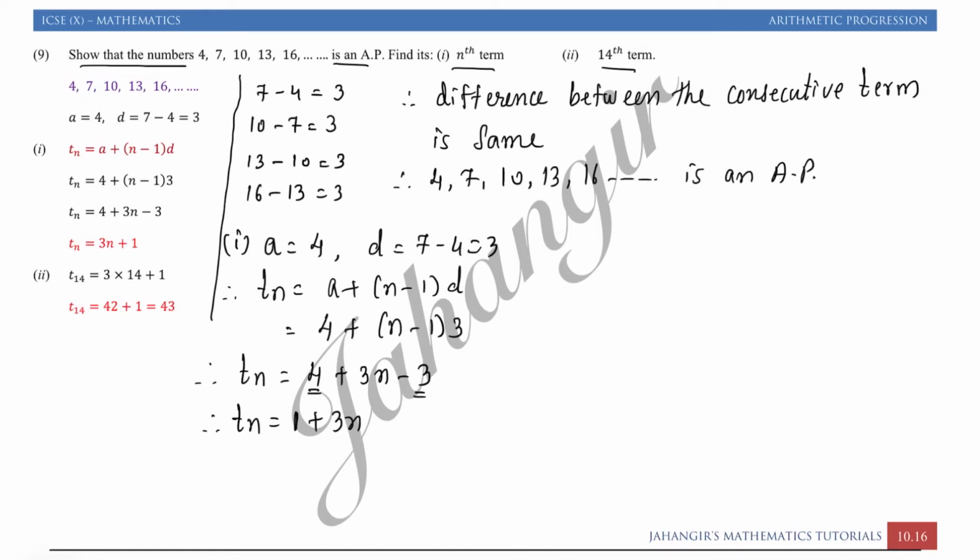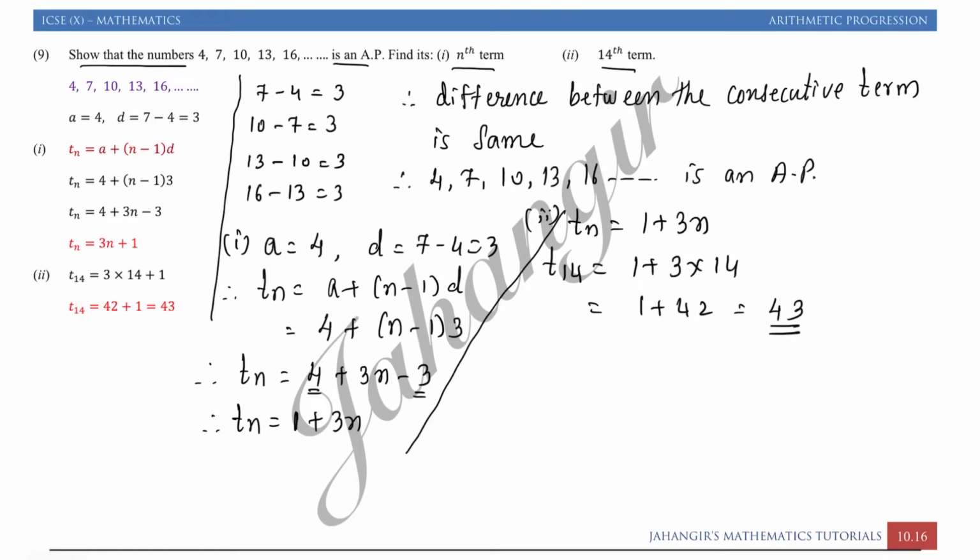Now in the next part we have to find T14. So for T14, first we will write the Tn value we had already found as 1 plus 3n. So now for T14 we will write T14 is equal to 1 plus 3 into 14, that is 1 plus, 14 3s are 42, that is equal to 43. So here we get the nth term as well as the 14th term.